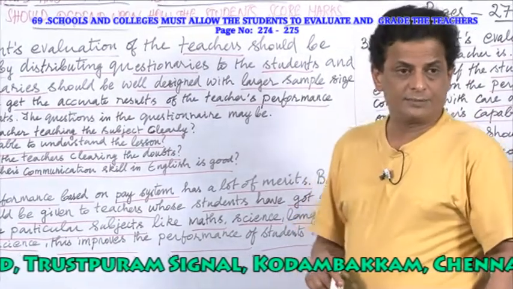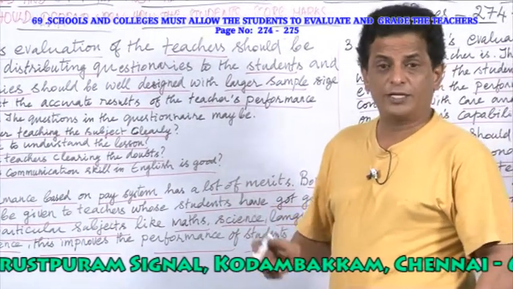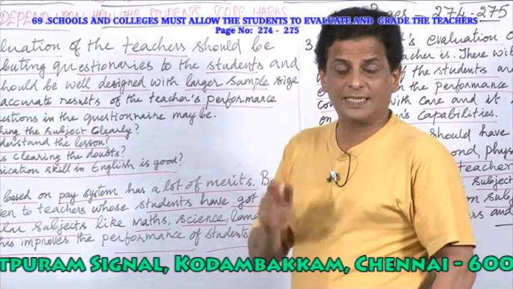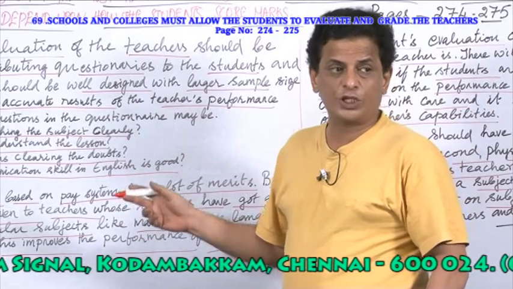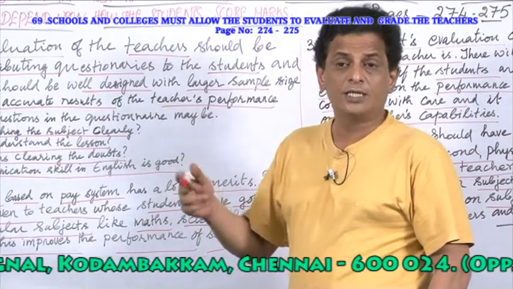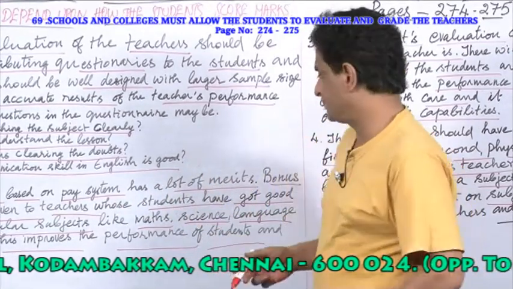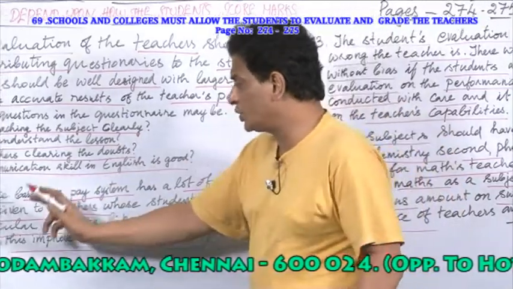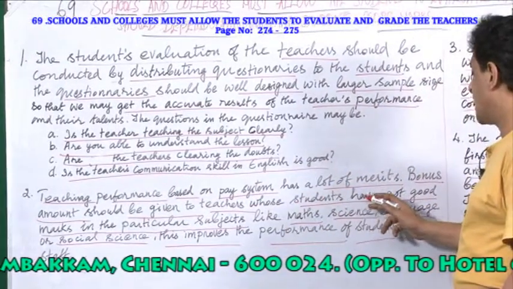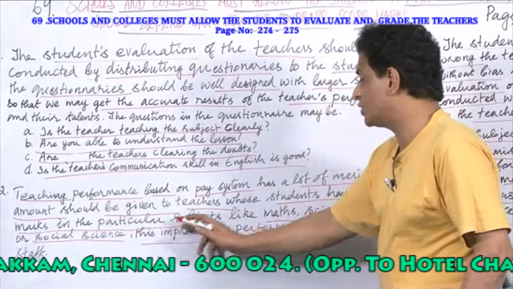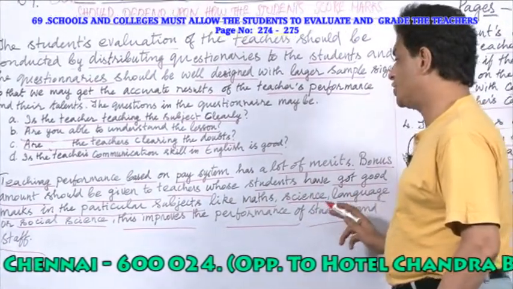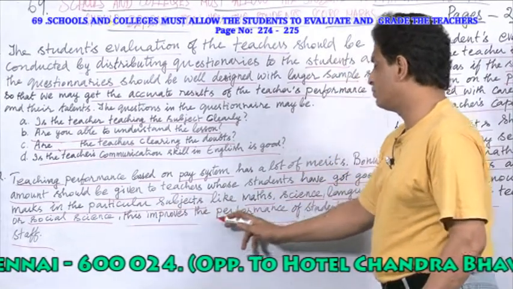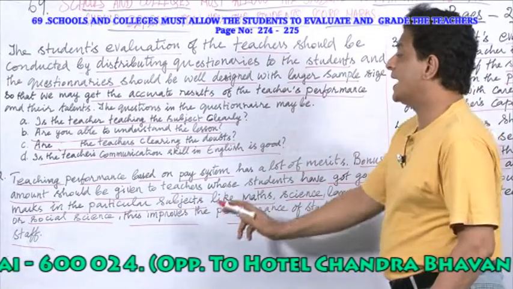Number 2, a teaching performance based pay system has a lot of merits. In a class, if you find a good percentage of pass marks, that teacher should be honored. Shall we fix the pay of the teachers according to the marks the students get? A bonus amount should be given to teachers whose students have got good marks in particular subjects like maths, science, language or social science. This improves the performance of students and staff.